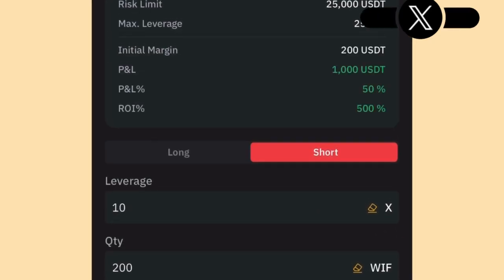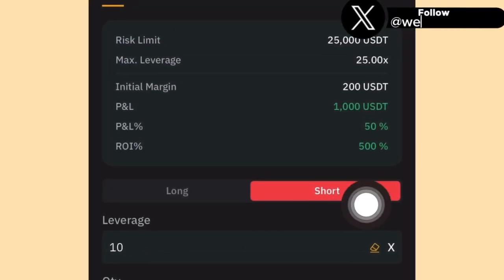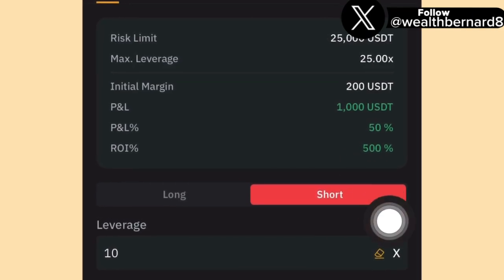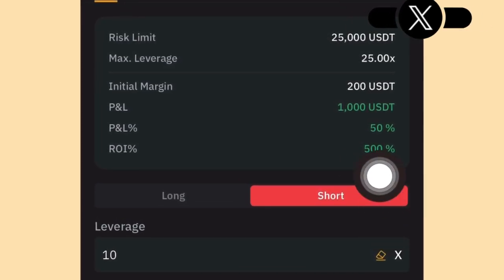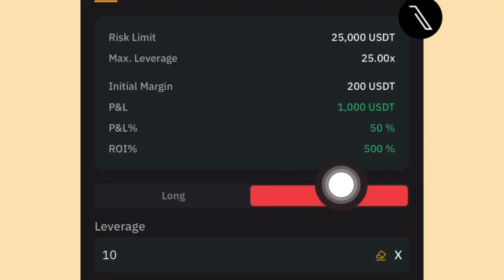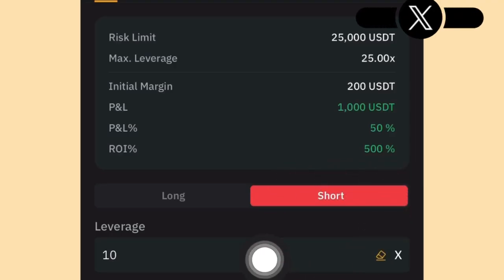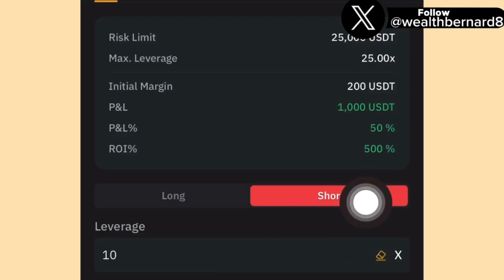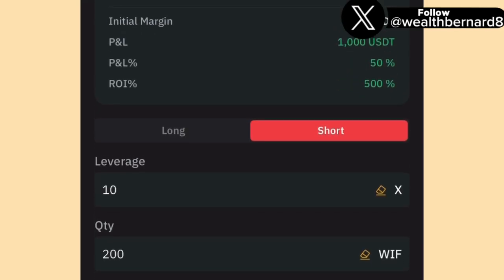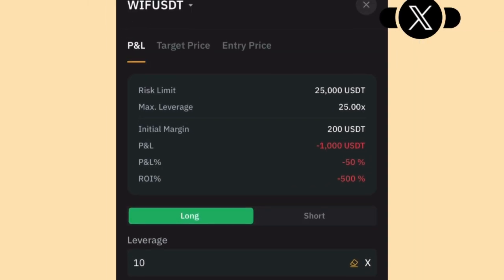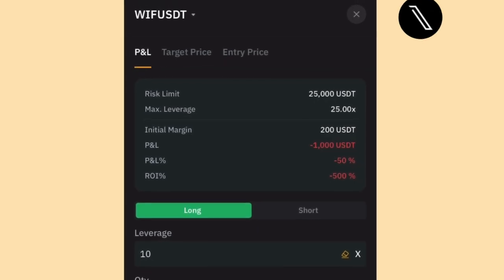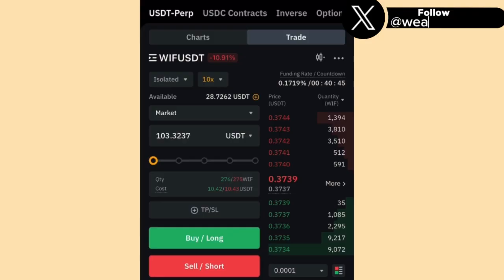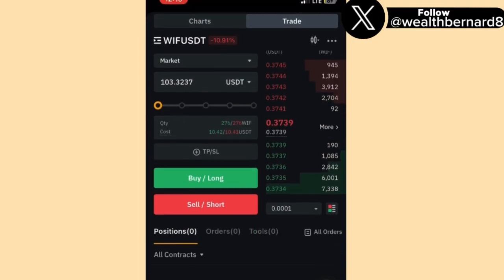Then you click on calculate. You're going to see that what you'll be making as profit is 500% ROI, and you're going to be making 1000 USDT as profit if you use 200 USDT to go on this trade while shorting. So this calculator will help you calculate your stop loss and your profits, and also your target price and your entry price. So that is how it is while trading via derivatives.